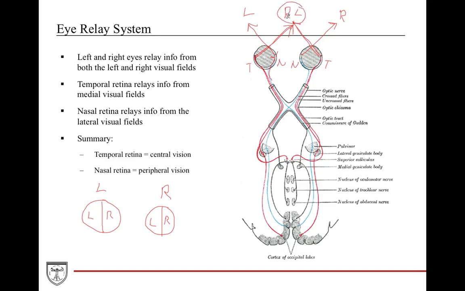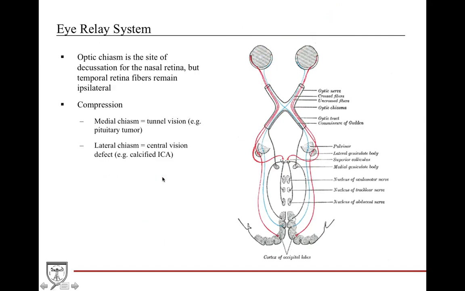Does that make sense now? This is all central vision. So your temporal retina controls your central vision, and your nasal retina controls your peripheral or lateral vision. Okay? Just make sure you understand that. Temporal, central, nasal, peripheral.